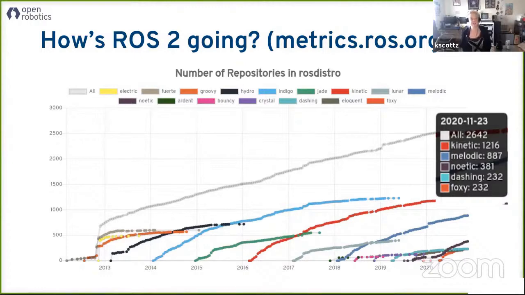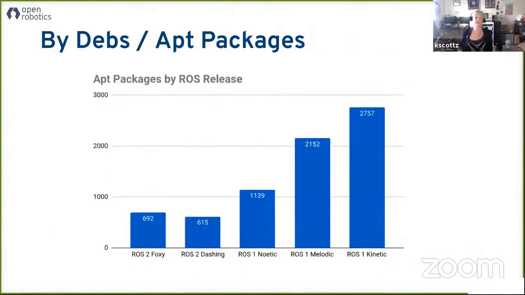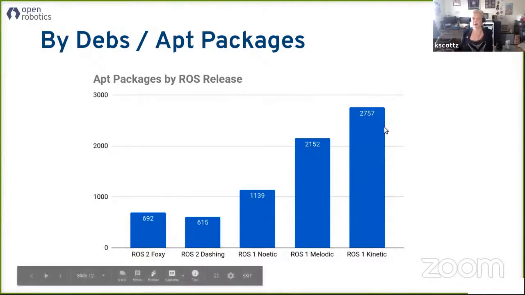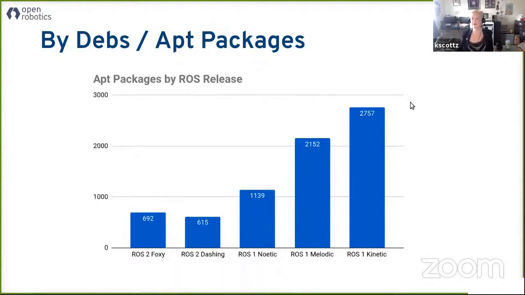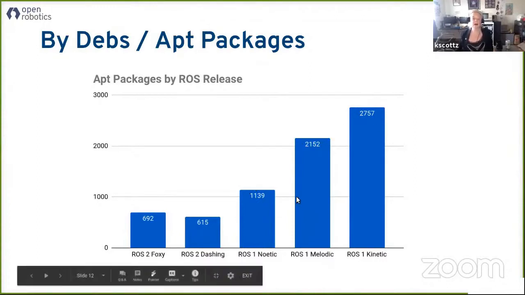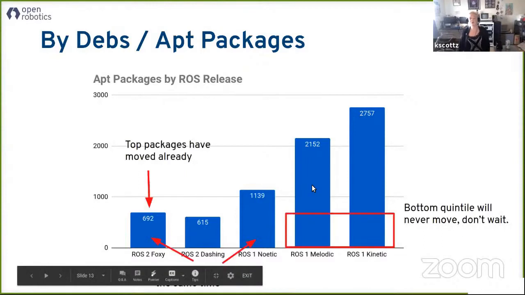I don't think this actually tells the full story, but this is where we are in the transition process. If you actually look at the Debs that are in apt repositories, it's not nearly as bad. Currently with Foxy, we have 692 apt packages, Noetic is at 1139, and over here at Melodic and Kinetic, we're at 2152 and 2757. I don't think this tells the whole story.